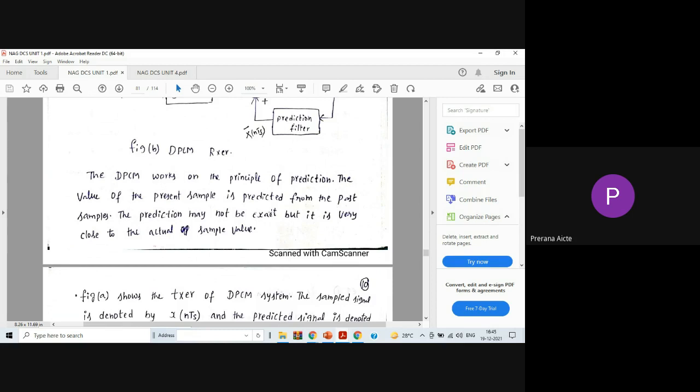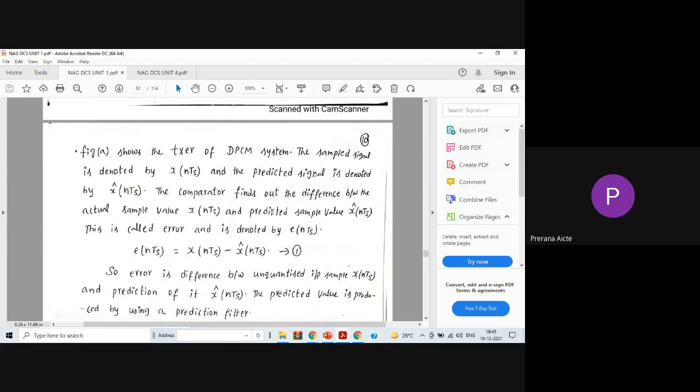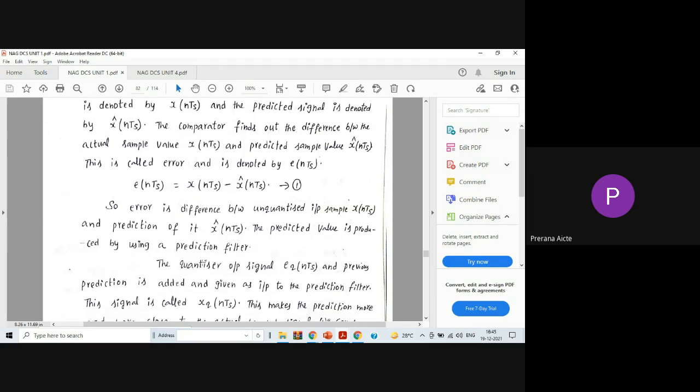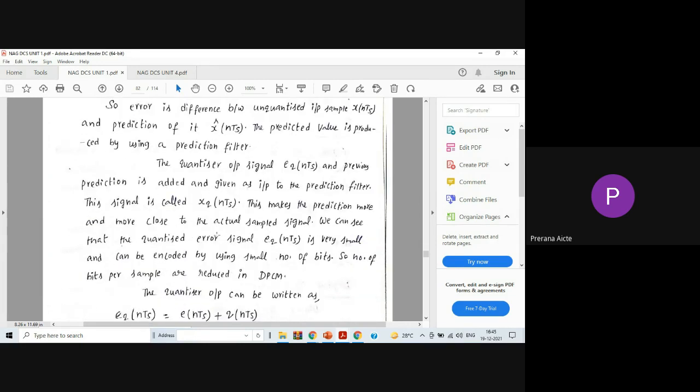The prediction may not be exact, but it is very close to the actual sample. So what is the error signal? It is the difference between the sampled signal and the unquantized signal, that is, the predicted signal. Actual sample value x(nTs), predicted sample value x̂(nTs). Then the error is the difference between the unquantized input sample and the prediction of it. Then it is applied to the quantizer, right?